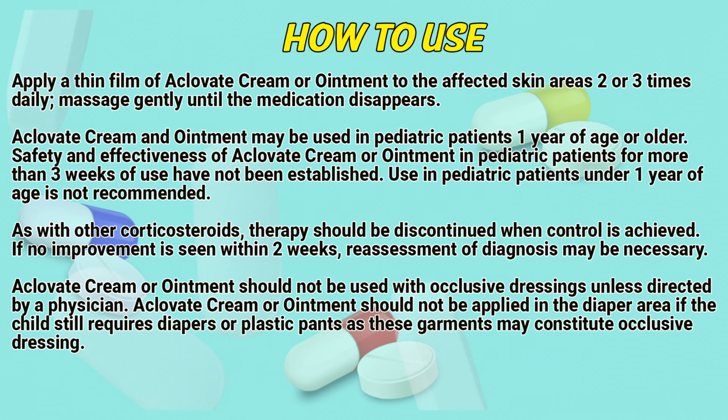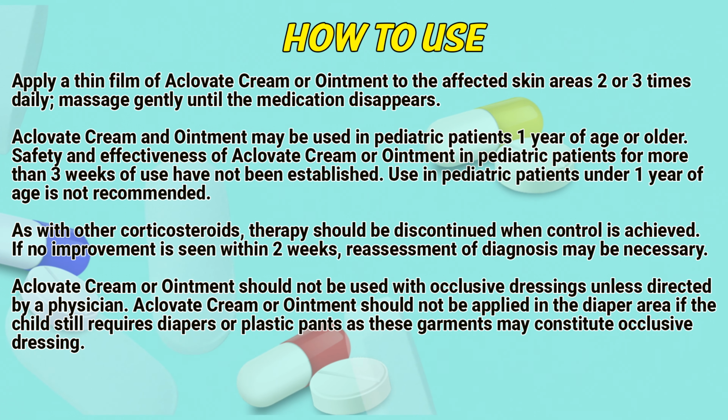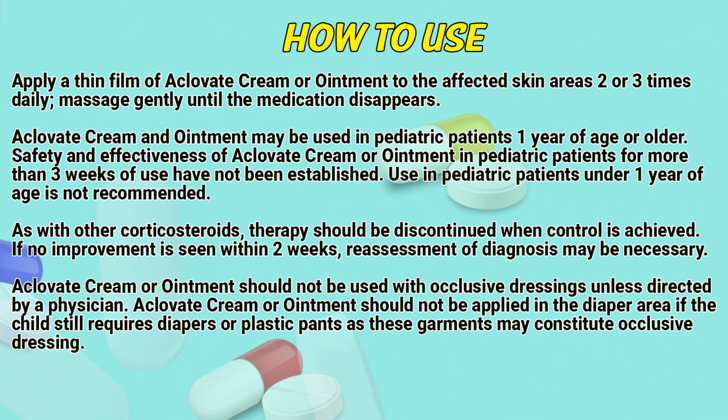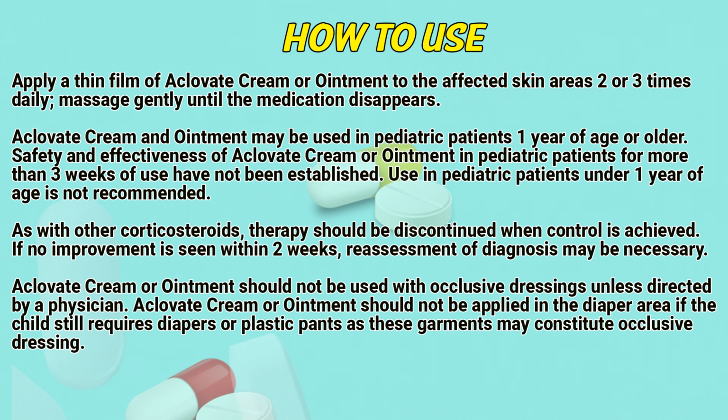How to use? Apply a thin film of Aclovate cream or ointment to the affected skin areas 2 or 3 times daily. Massage gently until the medication disappears. Aclovate cream and ointment may be used in pediatric patients 1 year of age or older. Safety and effectiveness of Aclovate cream or ointment in pediatric patients for more than 3 weeks of use have not been established. Use in pediatric patients under 1 year of age is not recommended.